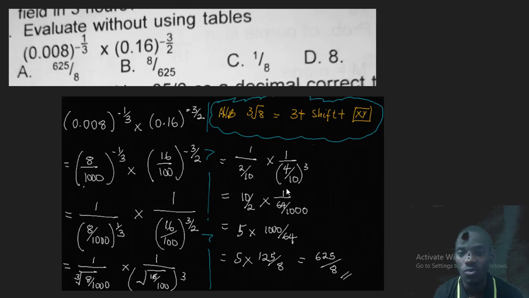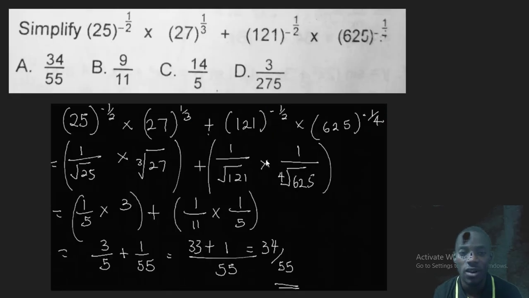1 over any fraction will do the reciprocal of the fraction. That will become 10 over 2, which is 5. Then the reciprocal of this is 1000 over 64. And if you divide by 8, you'll be getting 125 over 8. And that's it. So I have the answer as 5 times 125, which is 625 over 8. And that can be solved further. So the answer is 625 over 8. And that is the end of the journey for that.